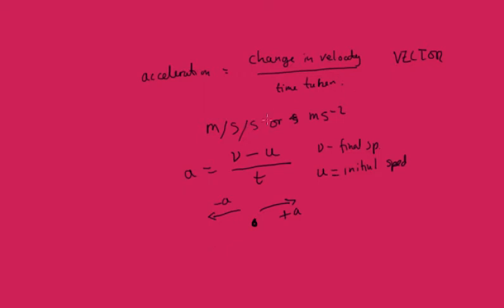Now, the other important formula for this is to think that when the acceleration is constant, the average velocity is equal to the final speed plus the initial speed over 2, or half u plus v.